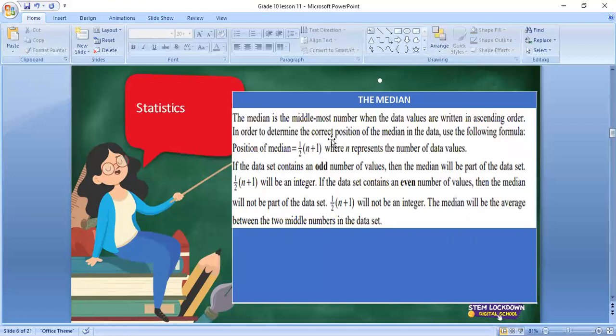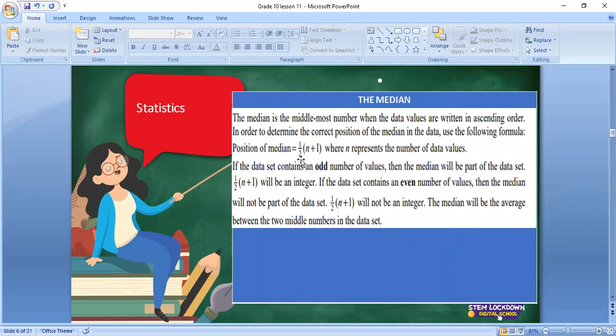In order to determine the correct position of the median in the data, we need a formula. The position of the median is half of n plus 1, where n is the number of data values. Especially when you have a large number of data, we use this to calculate the position of the median. Again, not to calculate the median itself, but the position of the median.